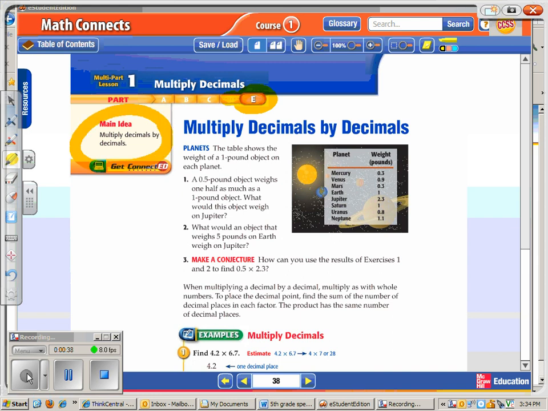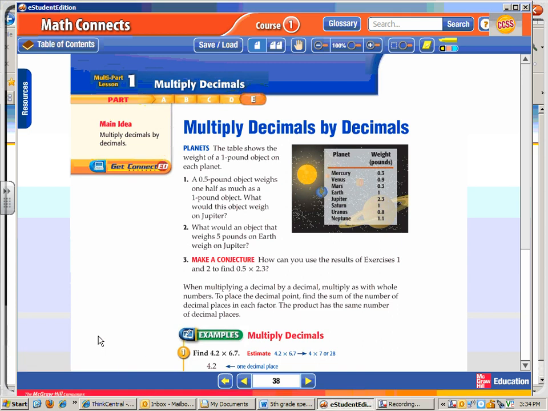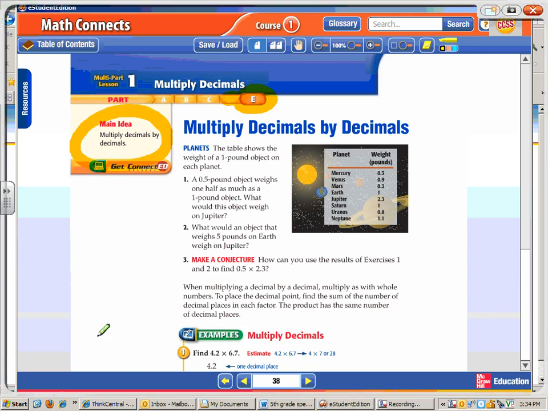So if you look at the main idea or your objective for today, sticking to that theme before we move on to division, is multiplying decimals by decimals. And I want to make sure by tomorrow that you guys are pretty comfortable with this before we move on to division, because it's an important piece. All right, so let's take a look. This is from your book.